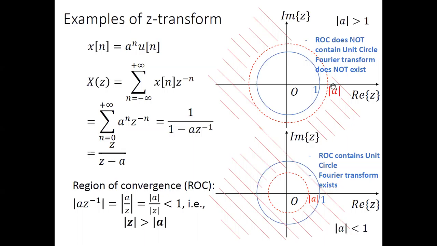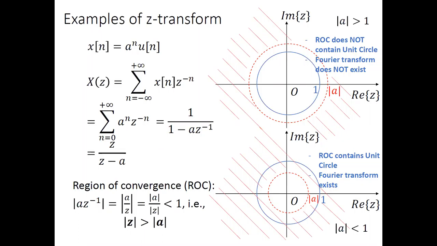And larger than one, for z, in this case, for z magnitude larger than a magnitude, z represents the region outside of the circle with radius a magnitude. So this red dash circle has radius a magnitude. And for all the z's that are outside of this circle, z magnitude is larger than a magnitude. And we know that this expression of X of z is only valid when this condition holds. In other words, it's only valid on this region of z. This region is called the region of convergence for the z transform.